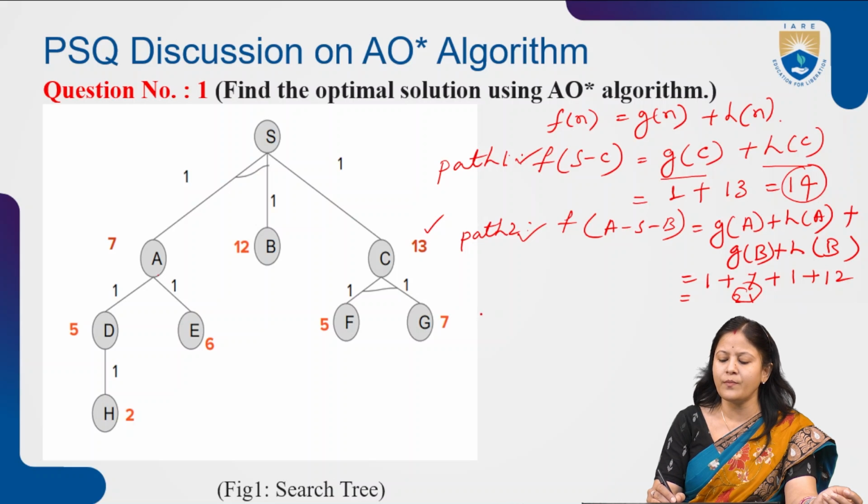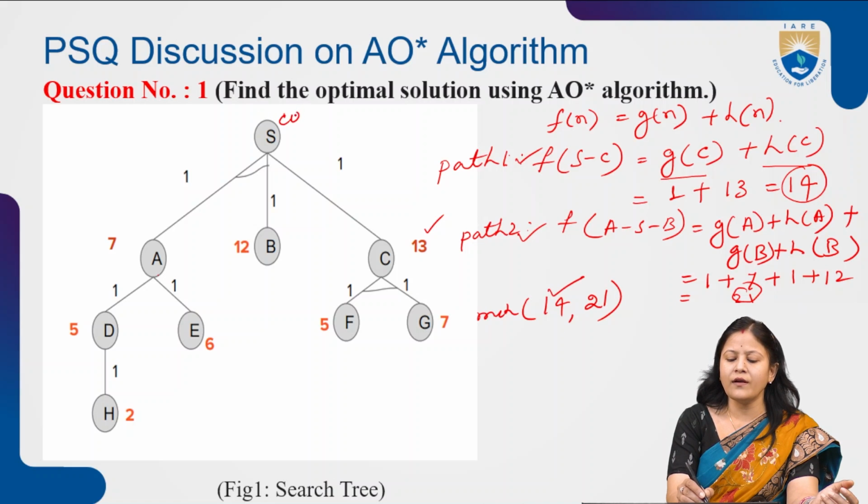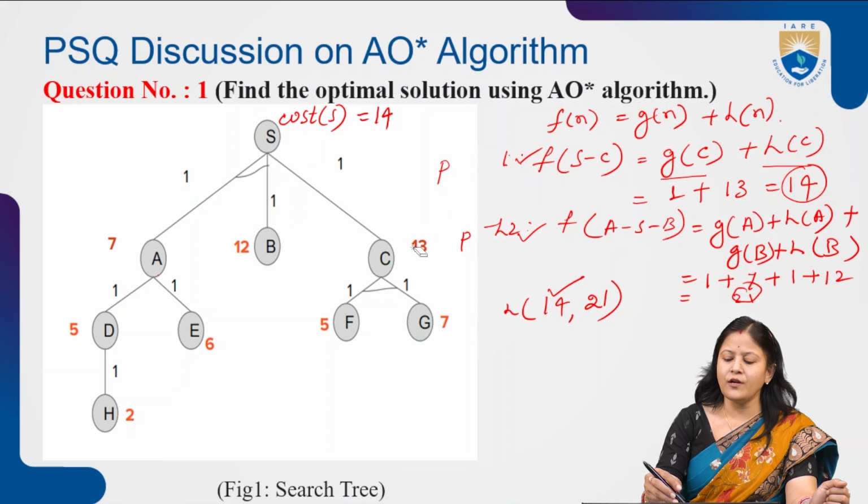So if you compare the minimum between 14 and 21, which one is minimum? The minimum value is 14. So here we can write the cost of S, we got 14 now. For the time being it is 14. But we have not yet explored the complete search tree. We have to explore again because some subtrees are there from A onwards and some subtrees are also there below C. So let us find out now.